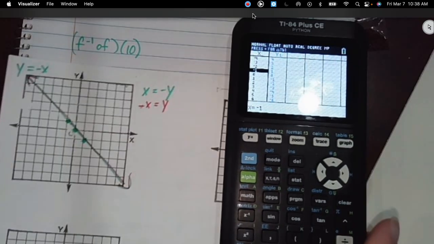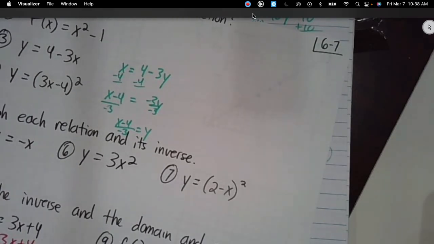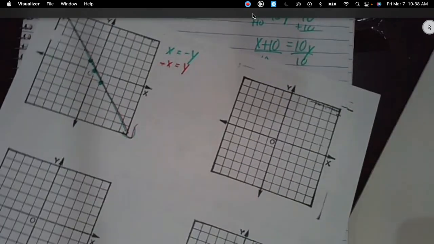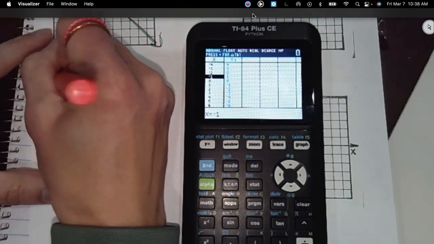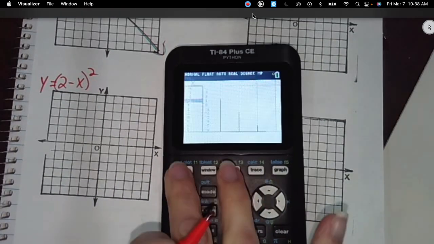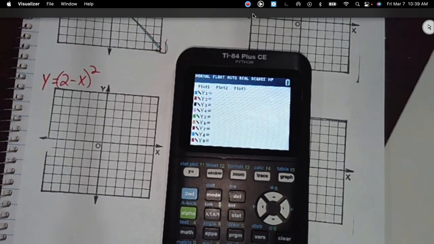Okay, what's another one then? Do y'all want me to graph? How about number 7? Let's do 2 minus x squared. I'm going to graph that one right here. Y equals 2 minus x squared. I'm going to graph it first and then I'll do the whole inverse. No, this is just practice. This is just what y'all learned.